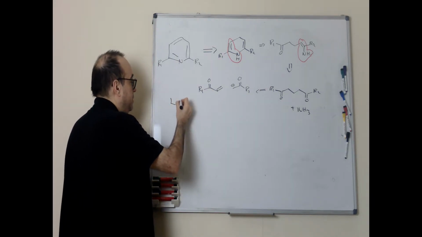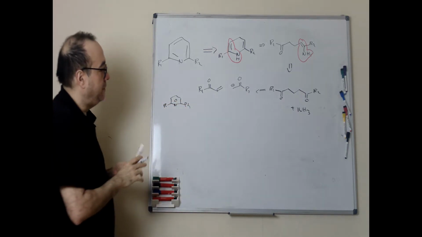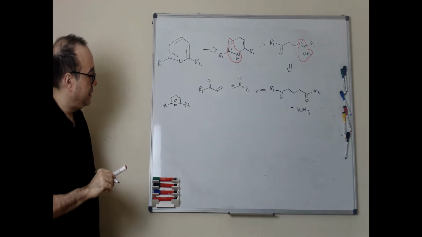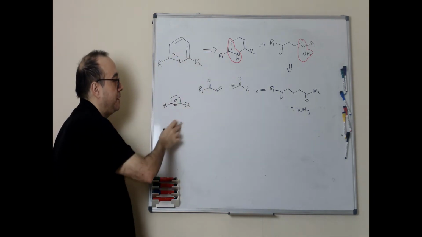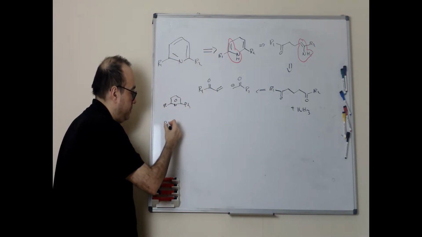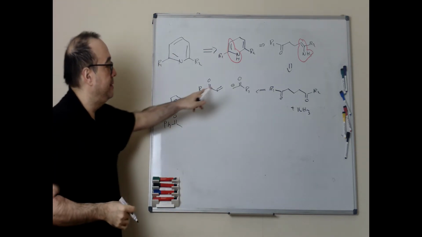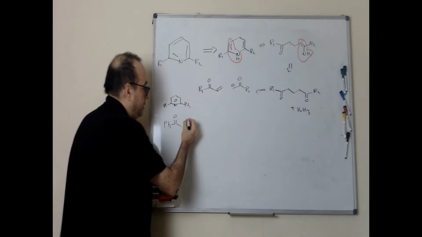I will do a very easy example. We will try to synthesize this pyridine, this diphenyl pyridine. Then, if I do the retrosynthesis, I have to start from this compound. I will start from the carbonyl compound, synthesize the alpha-beta unsaturated carbonyl compound, and then add the nucleophile.